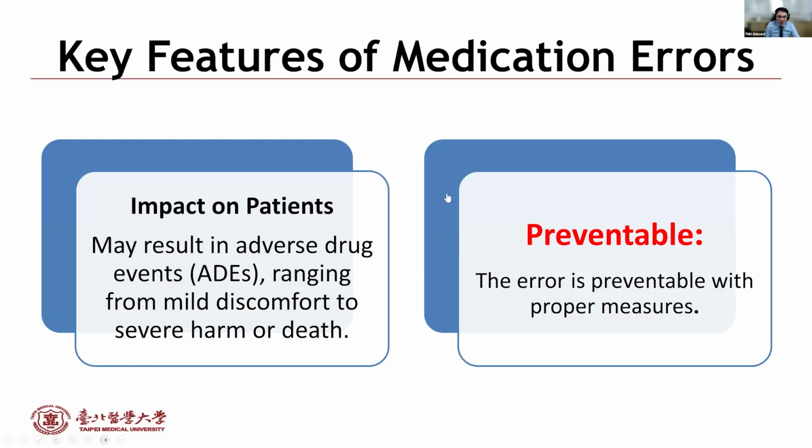Here, I want to explain what a medication error is. It means a physician wants to order drug A, but something goes wrong and they order drug B, so it is a medication error. It will result in adverse drug events. The events may be milder discomfort, or severe harm, or may even induce death. So it is very serious. But it is preventable with proper measures. It means if you have some measures, you can prevent medication errors.